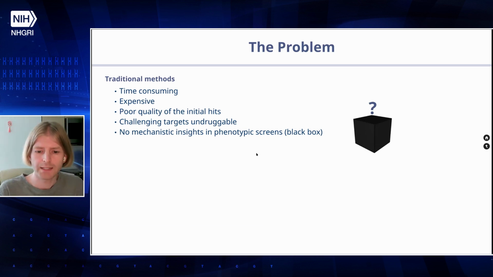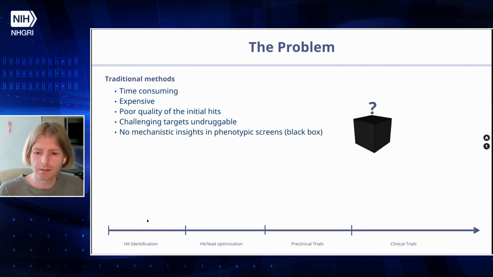These problems also affect the subsequent steps. So the first step in drug discovery is the hit identification, followed by hit and lead optimization, and then preclinical trials. And if the initial quality of the hits is, for example, poor, this can also negatively affect the subsequent steps. So if we could, in theory, screen dramatically more compounds in a short amount of time, in a more cost-efficient manner, this could make a big difference. And this is what we have tried with our new drug discovery platform called VirtualFlow.